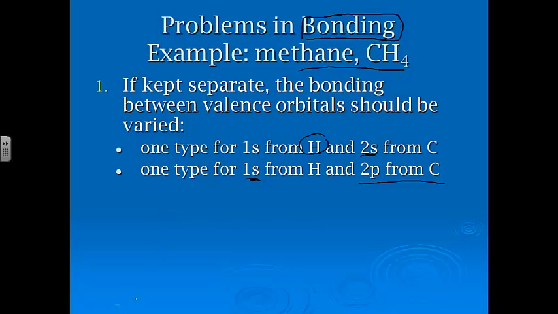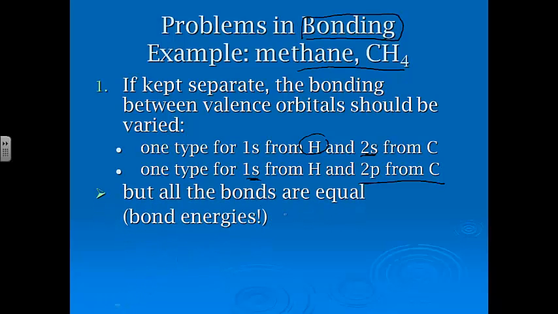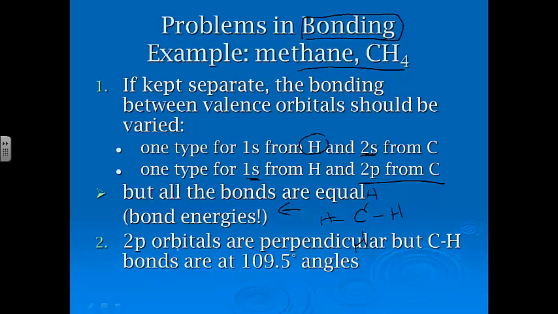And what we do know is that all of the bonds are equal, and we know this because we can study bond energies. When we study the bond energies, the carbon-hydrogen bonds in methane are all equal, so we know that something's got to be the same. So the 2p orbitals are perpendicular, but the carbon-hydrogen bonds are all 109.5 degree angles.